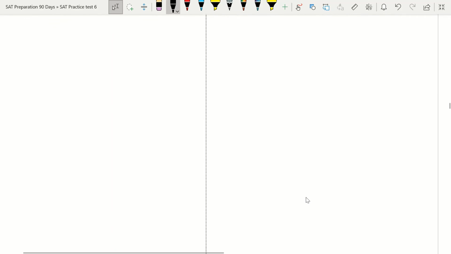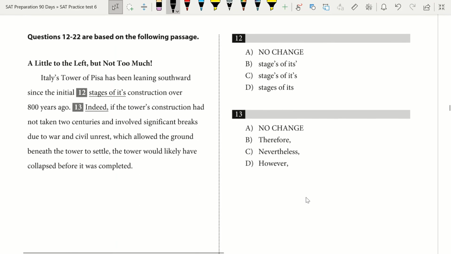All right, now we've got our second passage of the day, so let's go ahead and go down to that. Questions 12 through 22 are based on the following. A little to the left, but not too much.